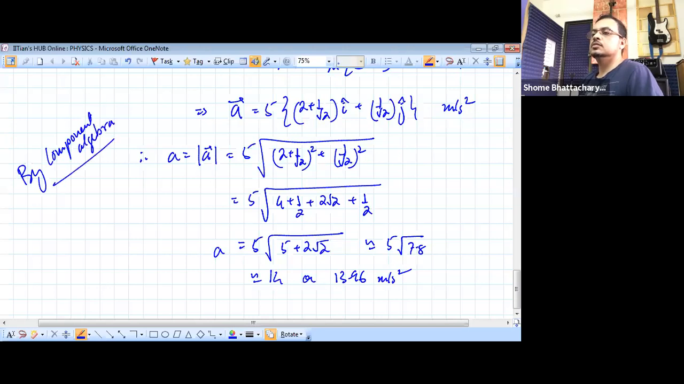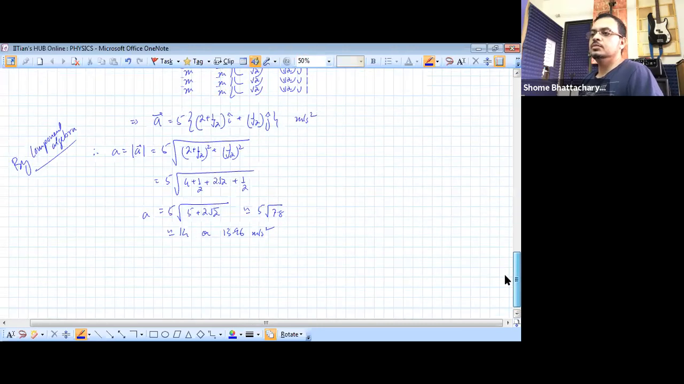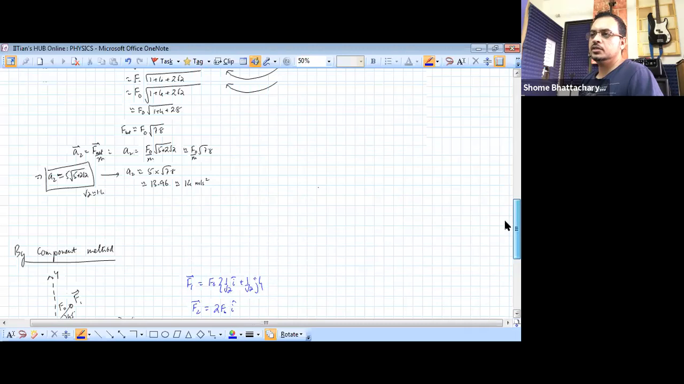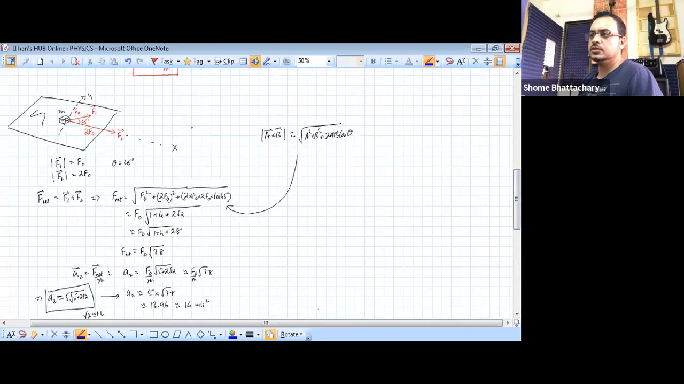I solved this by triangle law or by component algebra method. So both the methods you can just review at once. No hurry, okay? We have a lot of time to discuss them. So this I have solved for the net force by using triangle method. And below I have used the component algebra method.